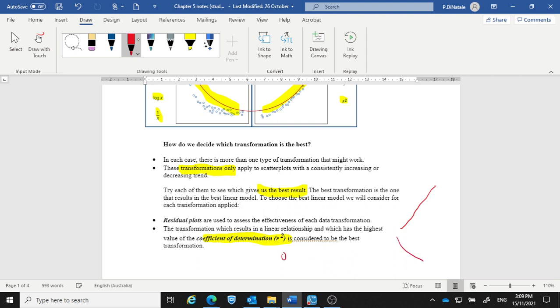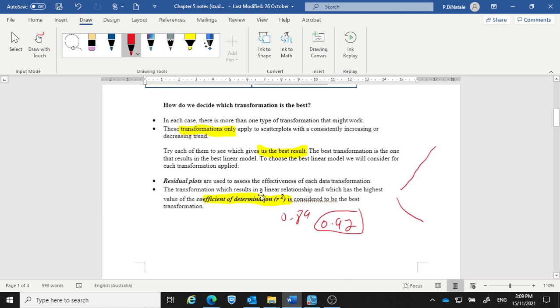So if we've got one that gives us an r squared of 0.89, but we've got another one that gives us an r squared of 0.92, we're going to use 0.92, irrelevant if it's positive or negative. Remember, negative just means it's a negative gradient.